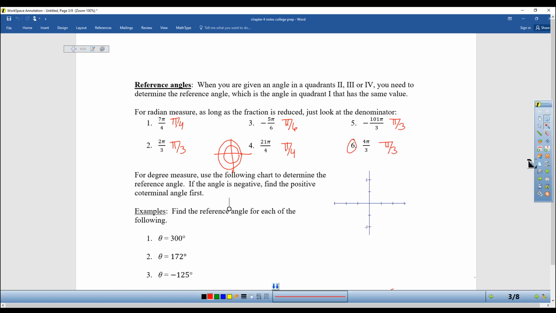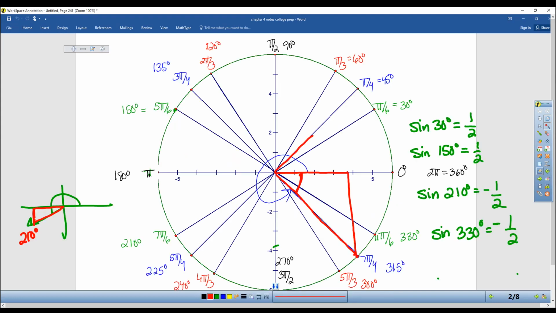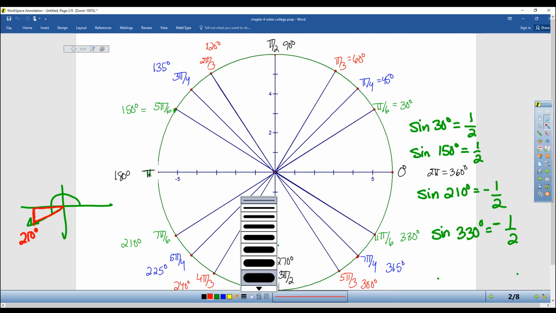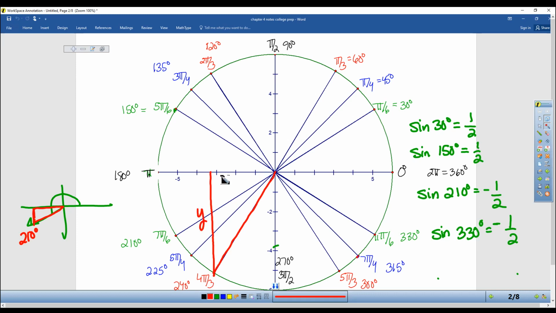Let's just do one more so you can see it. If you get it, you can skip this little part. So 4 pi thirds, again, I'm going to erase the one that I have there. So 4 pi thirds is here on my unit circle. If I were actually going to draw it, I would go all the way around. But when you're making your triangle, you need the y value and the r value and the x value. And you always make the triangle touching the x-axis, not the y-axis.